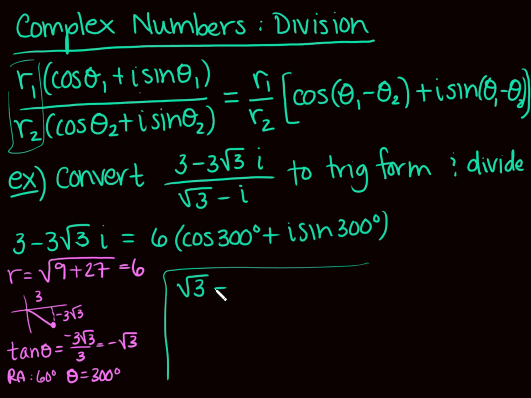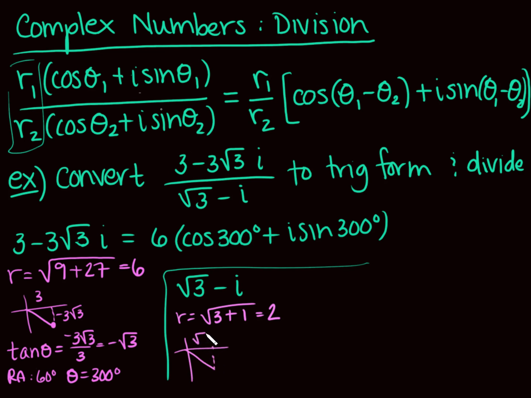How about root 3 minus i? Let's do the same thing for this guy. r is going to be root 3 squared is 3. Negative 1 squared is 1. Square root of 4 is 2. Right, and then I know I'm also in the fourth quadrant here.